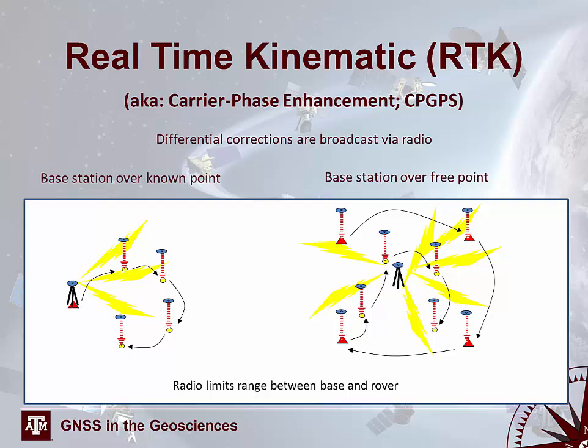Here on the right we can see the base station is over a free point, and in fact the roving receiver goes around to one or more known points.